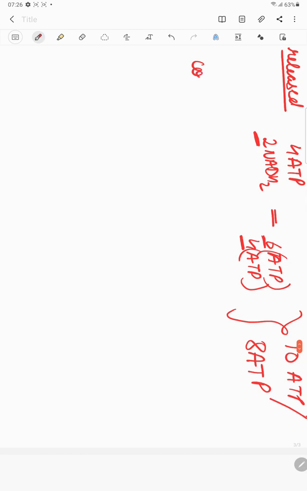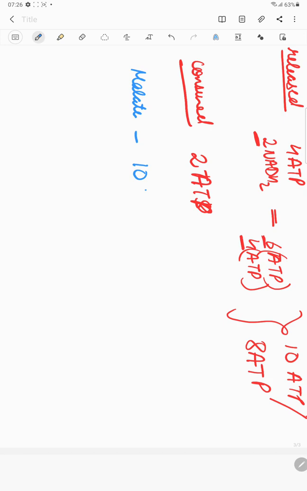Now we're adding the consumed things. Consumed is very easy, only 2 ATPs are consumed, right? First we're talking about the malate shuttle. 10 ATPs are released, and how many are consumed? 2. 10 ATPs are released and 2 ATPs are consumed, so the net would be 8 ATPs.